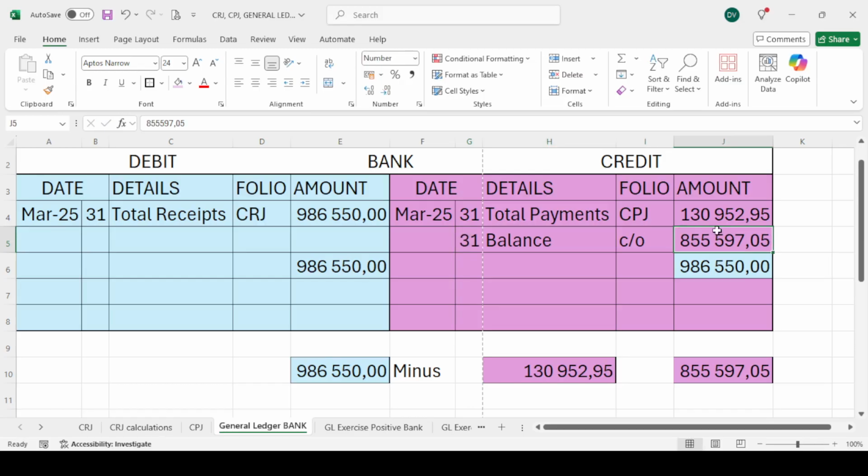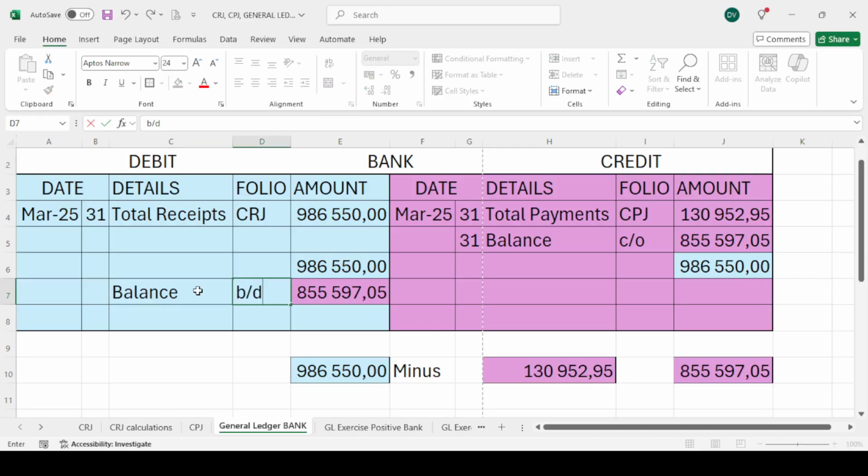I'm going to carry it over to my debit side because it is a positive balance. So you're going to carry it over all the way to there, to the bottom of your debit side. And you're going to call it balance. And this now is the balance that we have brought down. What does it mean? It means it's the money that you now have to start your new month with.